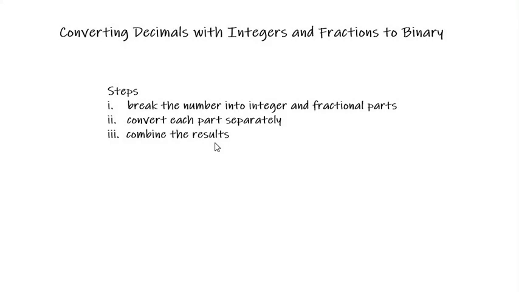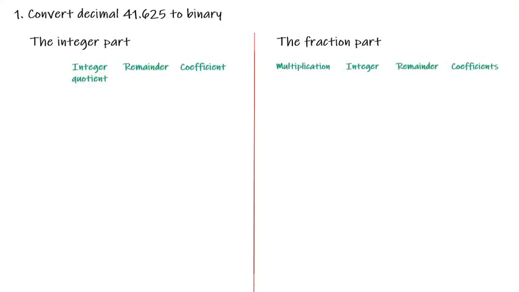Step number one is to break the number into integer and fractional parts, then convert each part separately, and finally combine the results. We will look at a number of examples to understand the whole process of converting such decimals to binary. As we said, we need to separate the integer part and the fractional part. In this example, 41.625, 41 is the integer part and 0.625 is the fractional part.